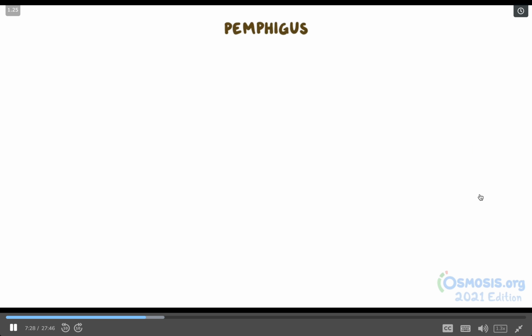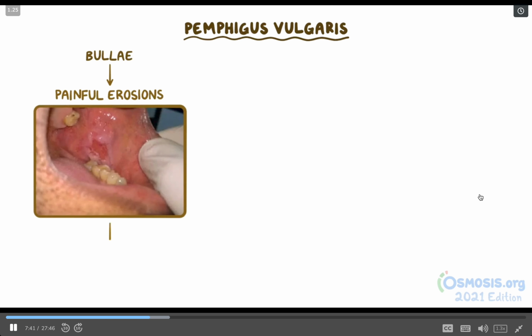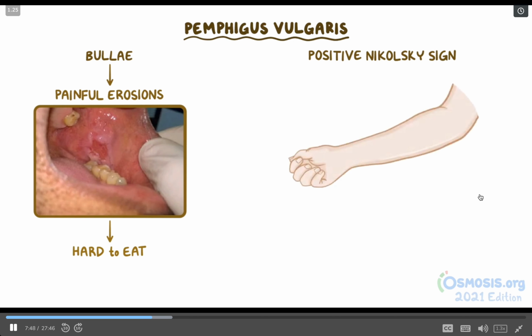There are several types of pemphigus which vary in severity. The most common form is called pemphigus vulgaris, and it's characterized by the formation of bulla in the skin and mucosa that quickly evolve into painful erosions, making it hard for these individuals to eat. A positive Nikolsky sign is indicative of the disease, in which there is induction of blistering in normal skin or at the edge of a blister when applying pressure. This occurs because the friction on the skin causes detachment of skin layers, since cell-to-cell adhesions are very weak and fragile.